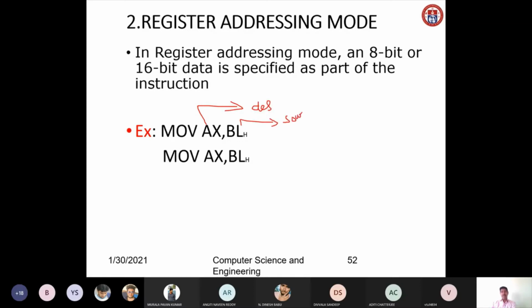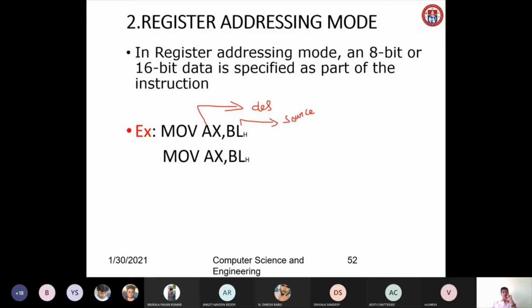Depending on the processor, your source and destination operand order may vary. In some processors, the first one will be the source operand; in some processors, the first one may be the destination. But here in the 8086 processor, the first will be called the destination, and this one will be called the source. In register addressing mode, 8-bit or 16-bit data is specified as part of the instruction.